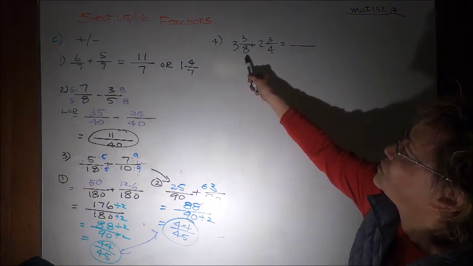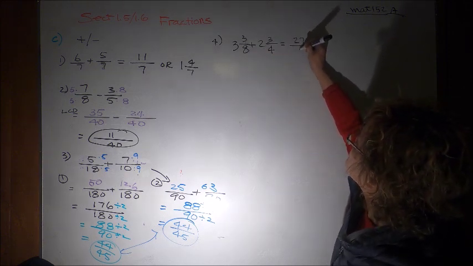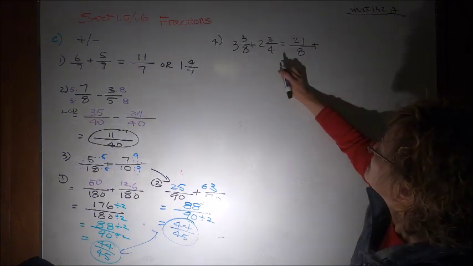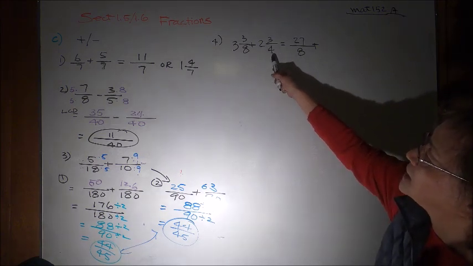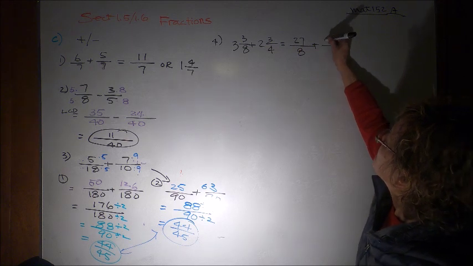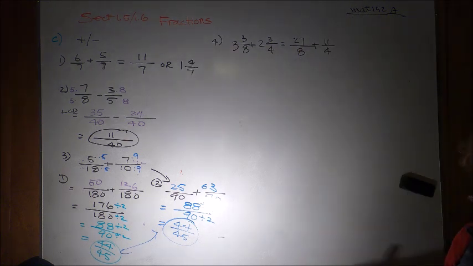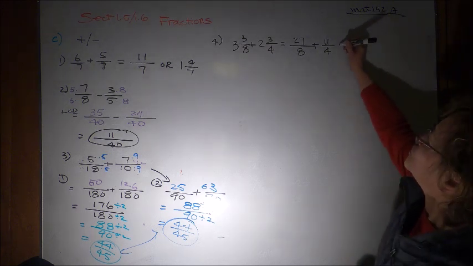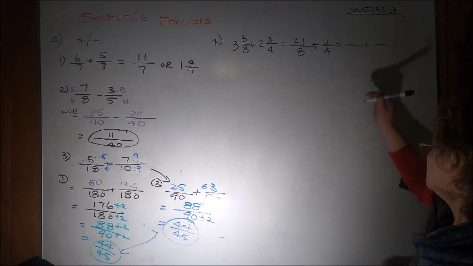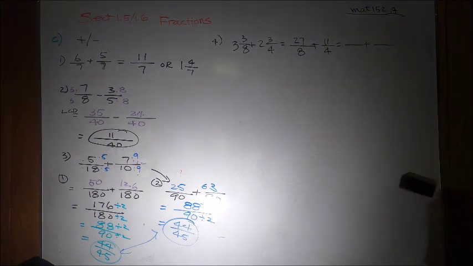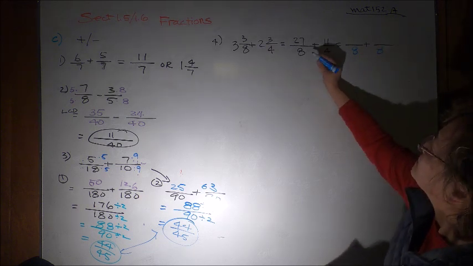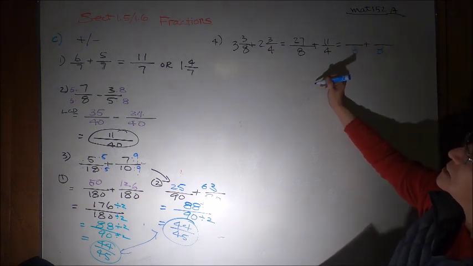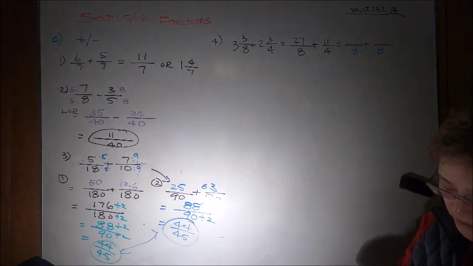3 times 8, 24, plus 3, 27, right? And the next one, 2 3/4. So 2 times 4, 8, plus 3, 11, right? Then, which LCD will we use? 8, right? Will we use 8? Then, because 4 can go into 8, you don't have to multiply them, 32, big number.